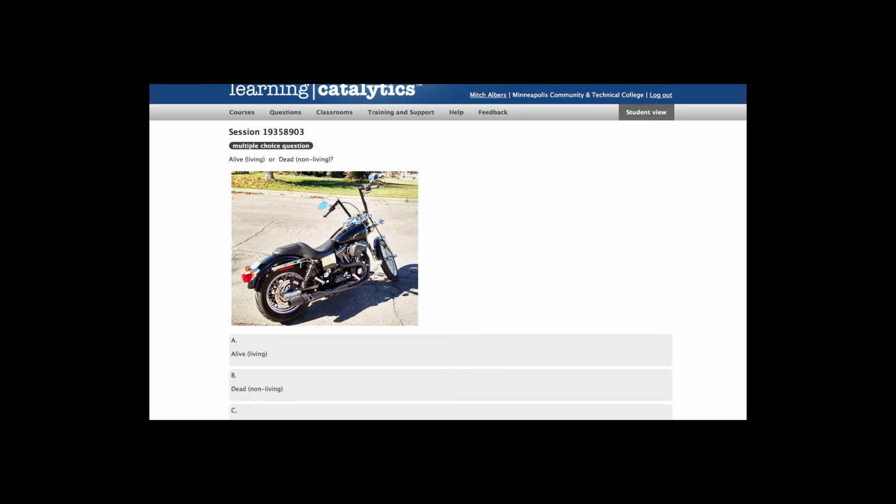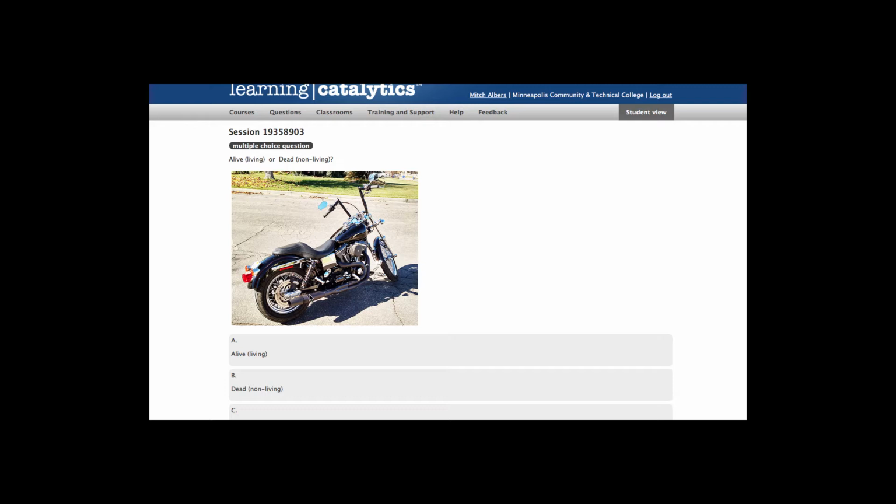So obviously, there's a Harley Davidson motorcycle, and you all answered it's dead, non-living. Okay, but I threw this picture in here just for discussion, let's say comparing the motorcycle to the rock. Well, the motorcycle, if you think about those characteristics of life, you can make some arguments.